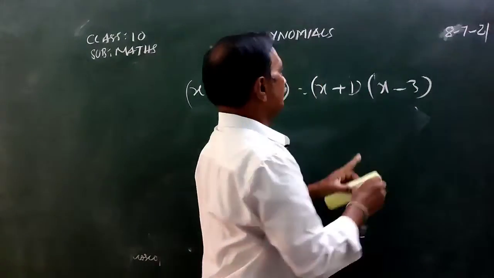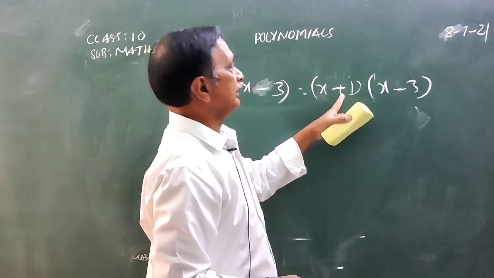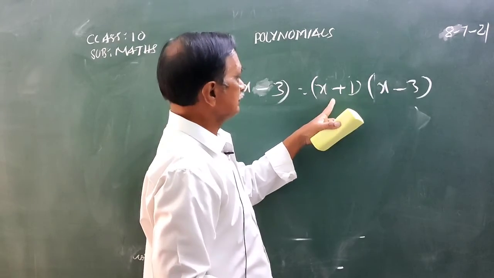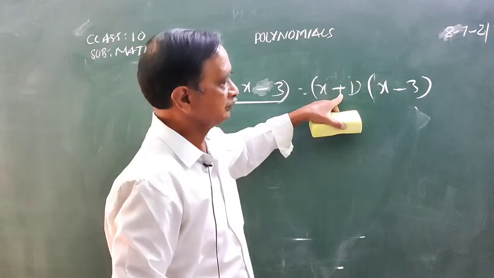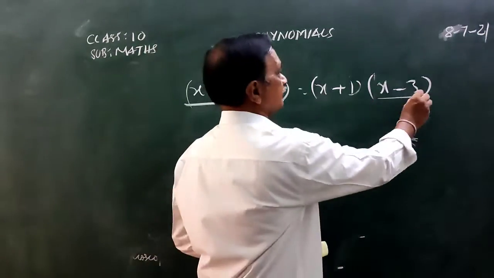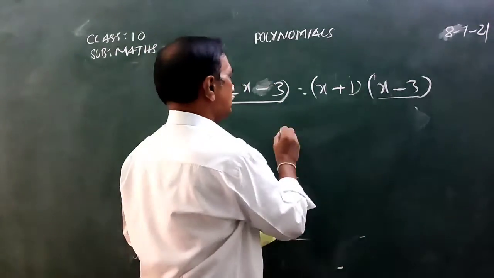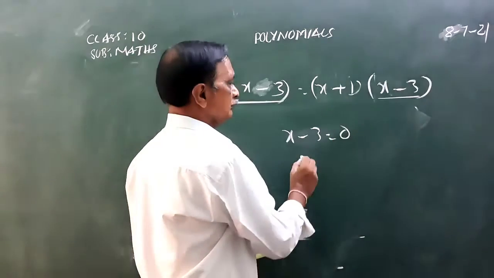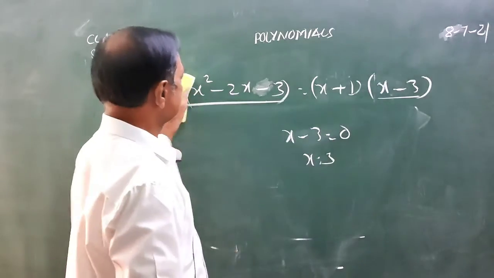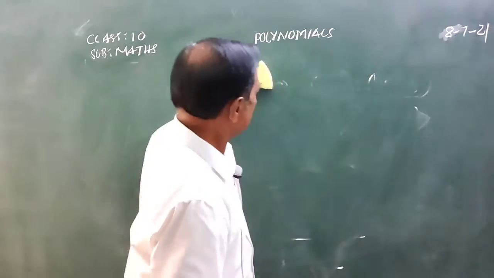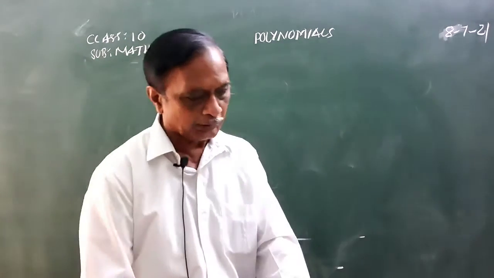So given one of the zeros, by finding one of the factors, you can find the second factor by dividing the given polynomial by the factor. So we got x minus 3. Now find the zero of x minus 3: x equal to 3. So the other zero is what? 3. In the same way, now we are going to take a cubic polynomial.